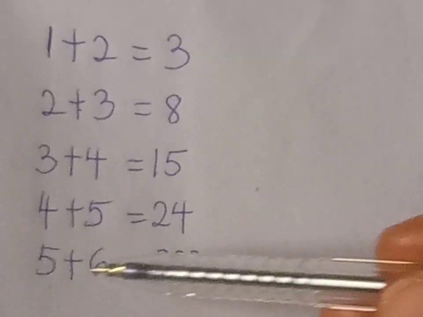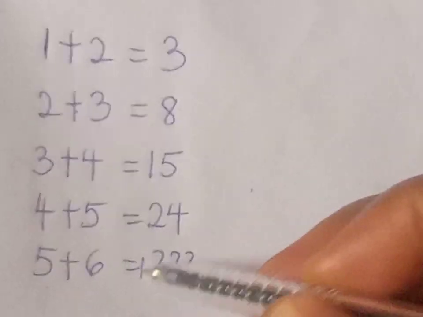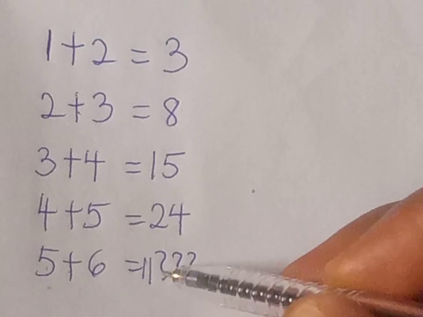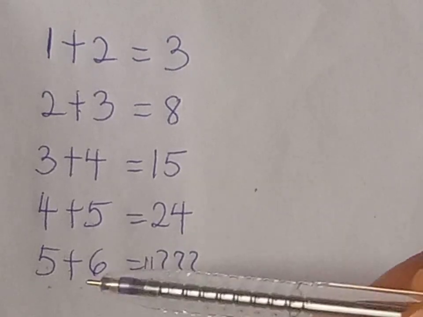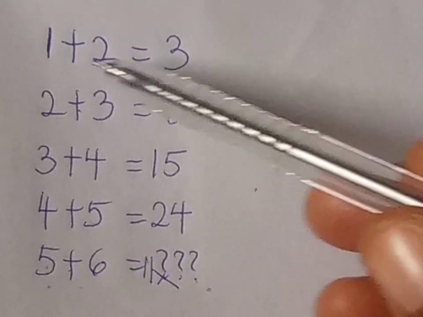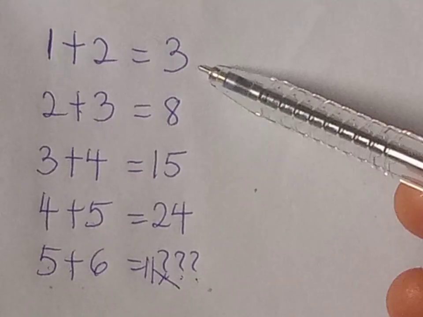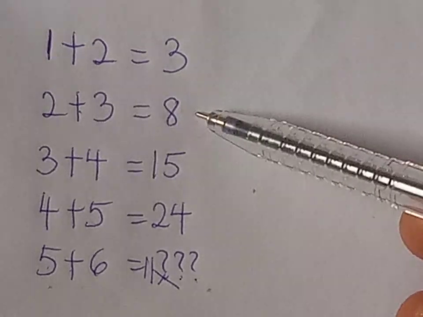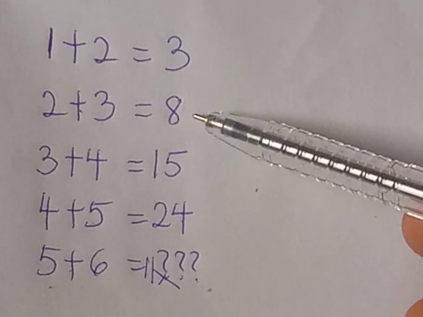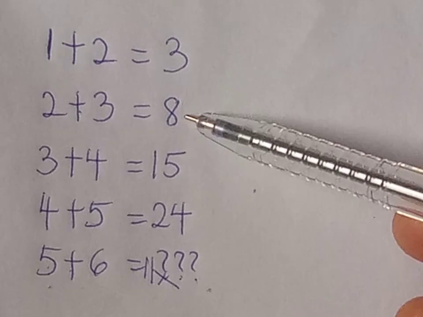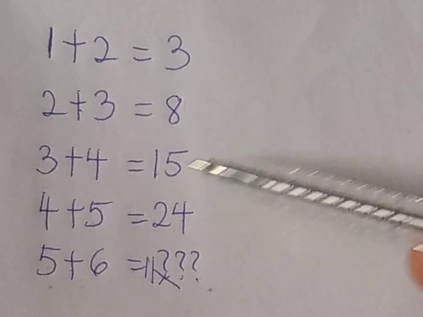The first thing many people do is to say 5 plus 6 equals 11, which is totally wrong. This puzzle is not asking for ordinary addition. The first line is normal because 1 plus 2 equals 3, but the second line changes everything because 2 plus 3 cannot give us 8, it equals 5. So we know that there must be a hidden pattern somewhere.